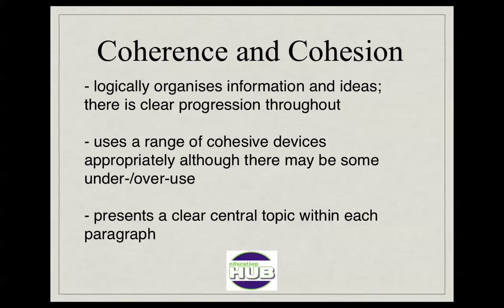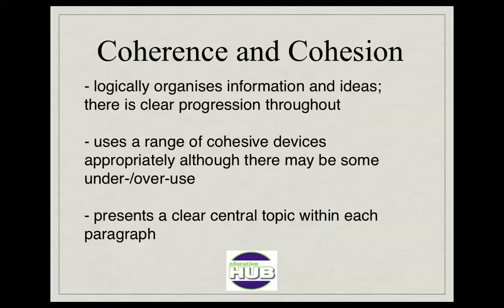Number 2, uses a range of cohesive devices appropriately, although there may be some over or underuse. Now, cohesive devices, the basic ones that we look at are things, if we're putting paragraphs in order or ideas in order, we use things like firstly, secondly, but there are lots of different cohesive devices you can use. Pronouns is a good one. Demonstrative adjectives is another one you can use. I will be doing a further lesson on coherence and cohesion at a later time.